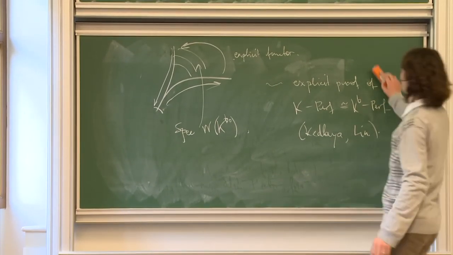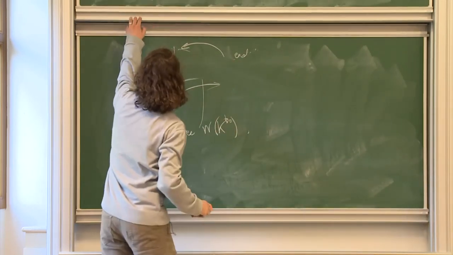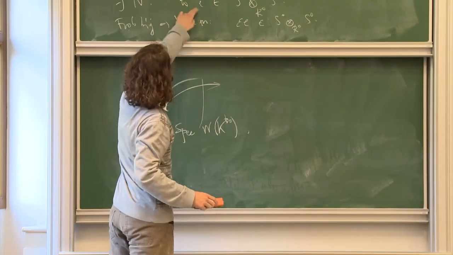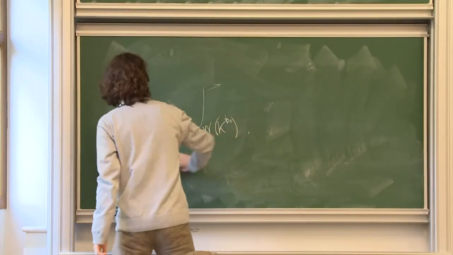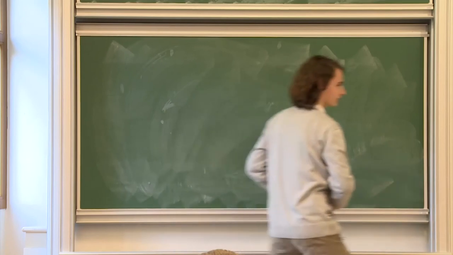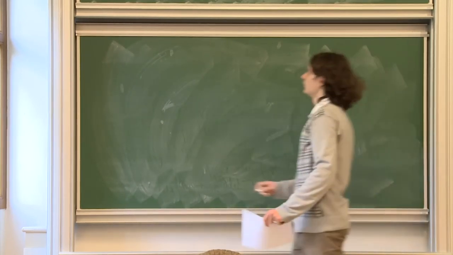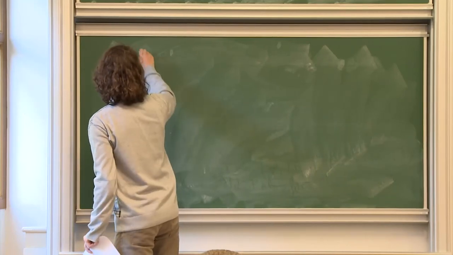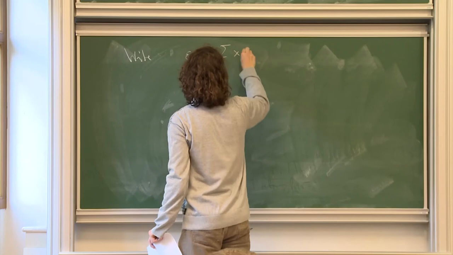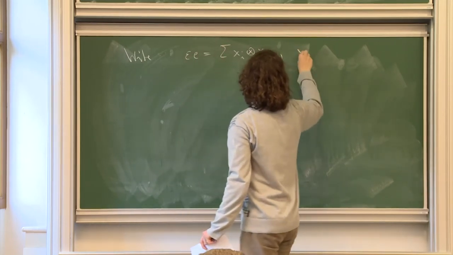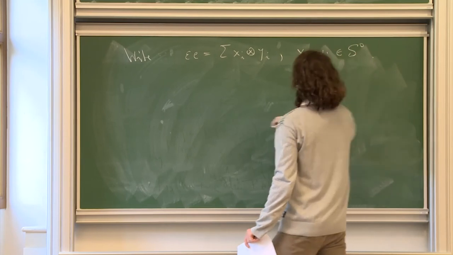So somehow, a priori, we only know that it's true up to some power that it is unramified, but then we can lift it almost to the integral level because Frobenius is bijective. It's really the crucial argument. And we write epsilon times e as the sum of xi tensor yi, where these xi and yi are in S0.